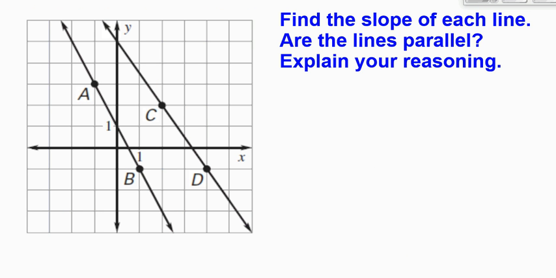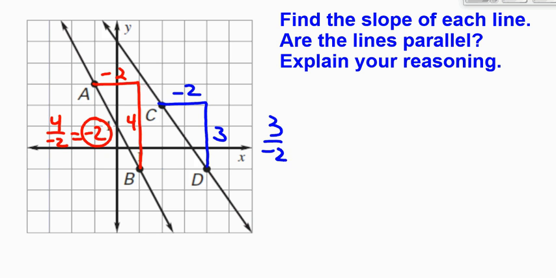Okay, go ahead and find the slope of each line and determine if they are parallel to each other, which means they would have the same slope. Okay, so this one has a slope of up 1, 2, 3, 4, left 2, so negative 2, so 4 over negative 2 gives me a slope of negative 2. This one here has a slope of up 1, 2, 3, left 2, slope of positive 3 over negative 2. Clearly the slopes are not equal to each other, so they are not parallel.